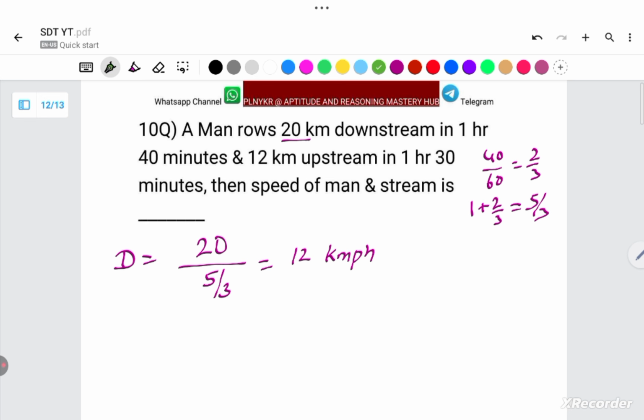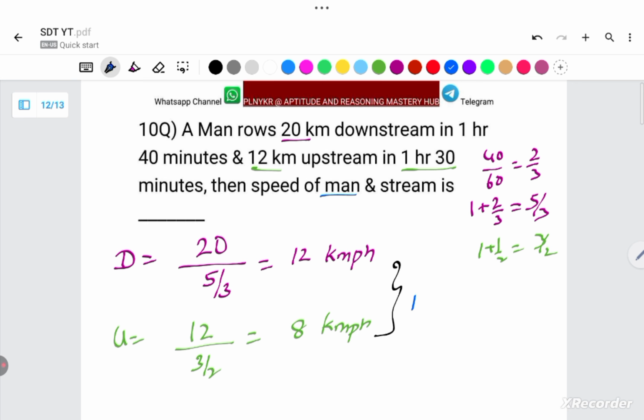Whereas for the upstream, the distance is 12 kilometers. The time taken is 1.5 hours, because 30 minutes means half an hour. 1.5 can be written as 3 by 2 hours. After doing the calculation, by cancellation, 3 goes into 12 four times, 4 into 2 is 8 kilometers per hour. So we have got the values of both downstream and upstream.